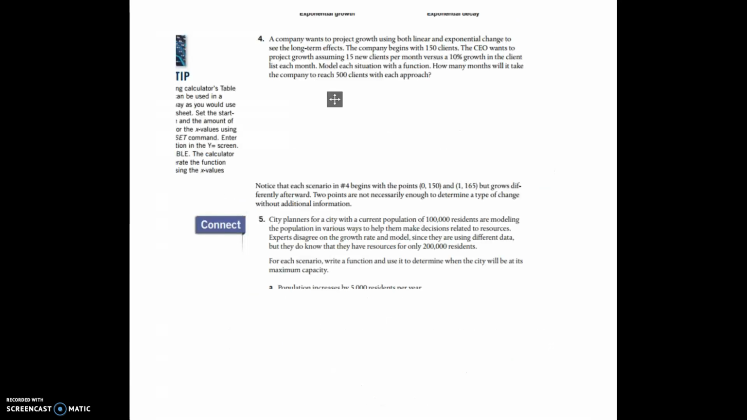Okay, so a company wants to project growth using both linear and exponential change to see the long-term effect. The company begins with 150 clients. The CEO wants to project growth using 5 new clients per month versus a 10% growth rate. Okay, so we can make a chart for both of these. We could have our input and our output. So we could look at the first one here.